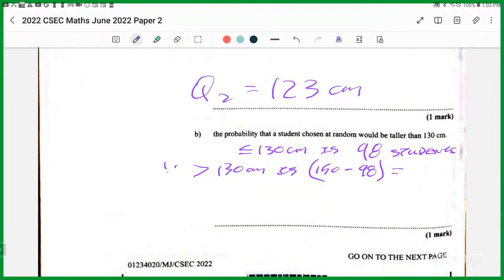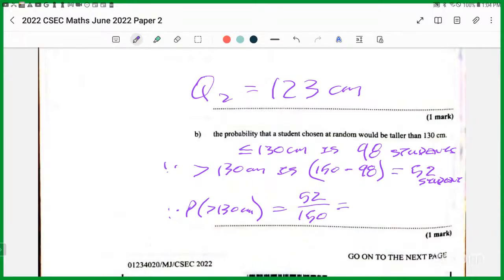What is your quarter? Minus 50, 52. It's 52 students. Therefore, the probability of being greater than 130 centimeters is the 52 students out of the 150 students. That's what they're working out.